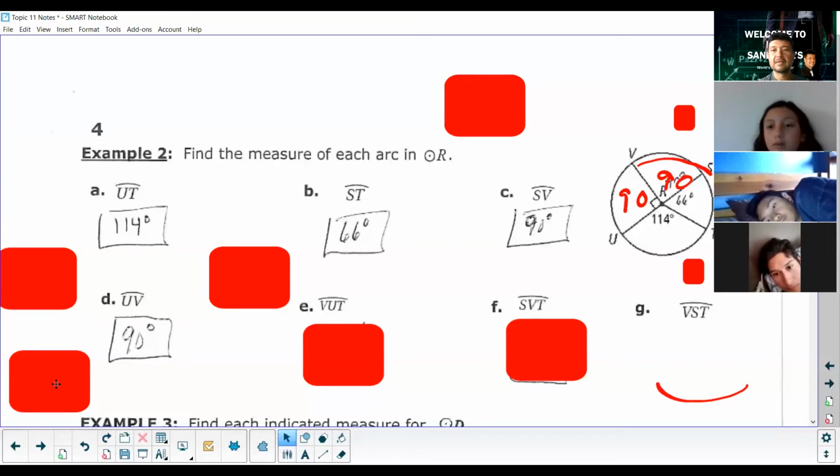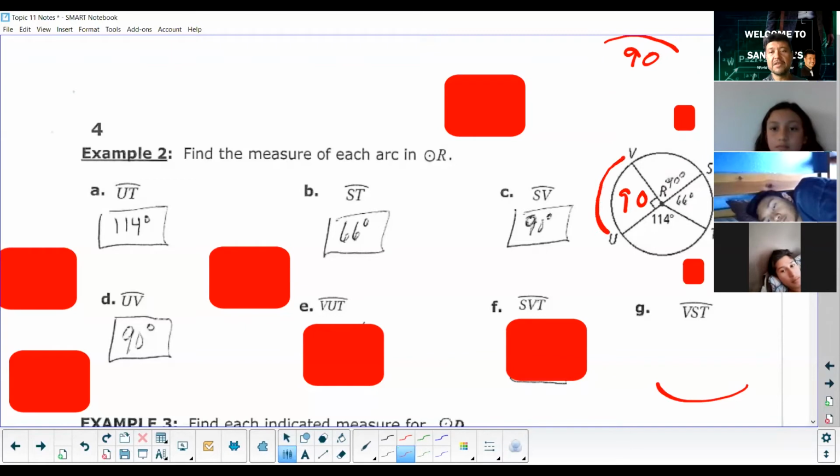Wait, Daddy, do you want me to show Marcus what I'm seeing? Not right now. Later. Remember, you're going from here, V, U, and T. So basically that arc. How much is it? 204.